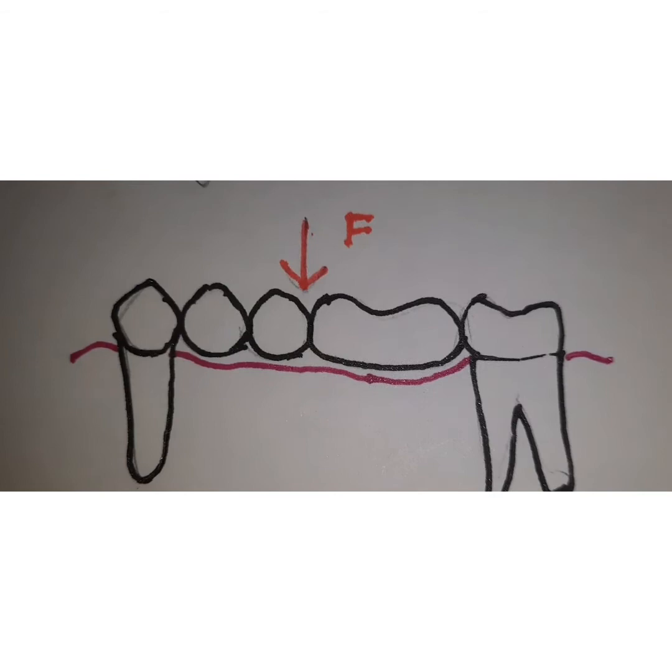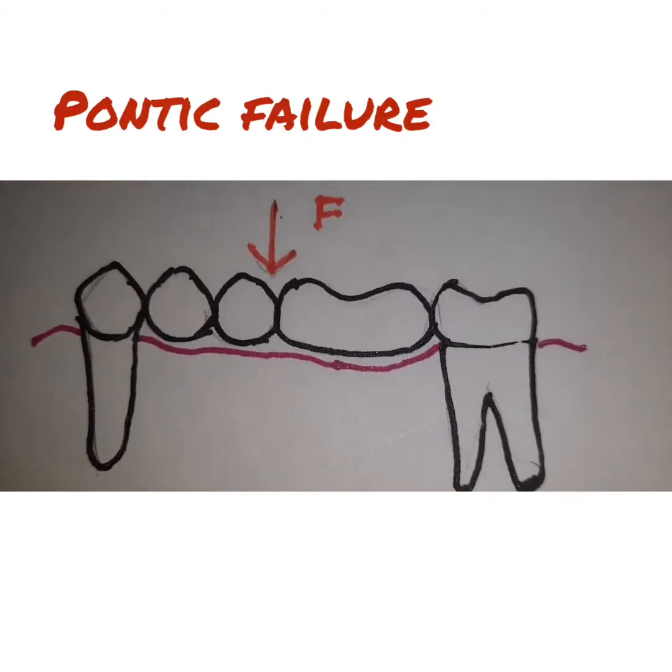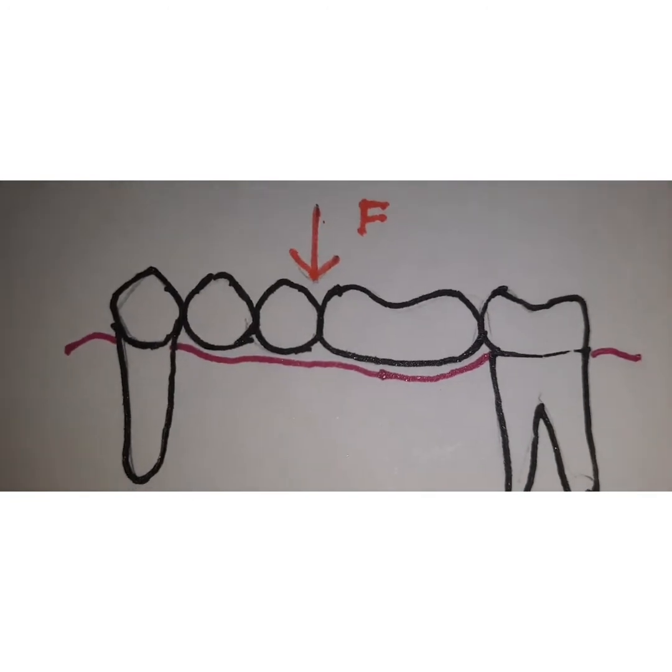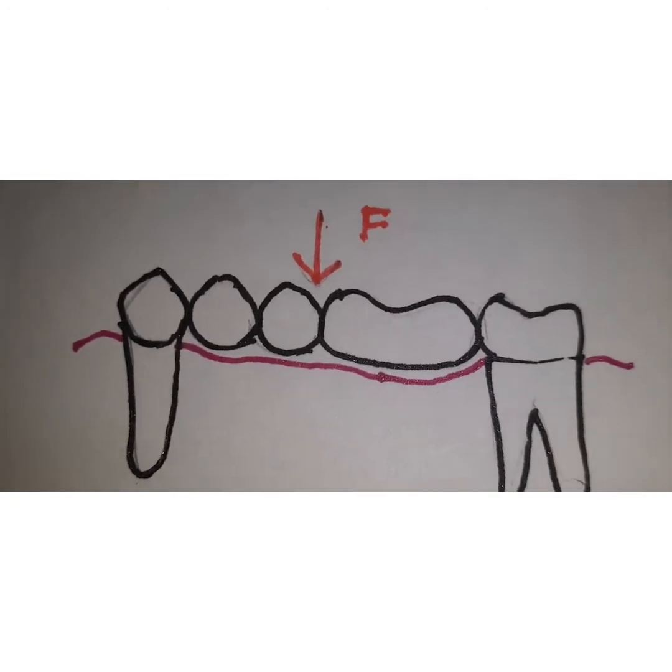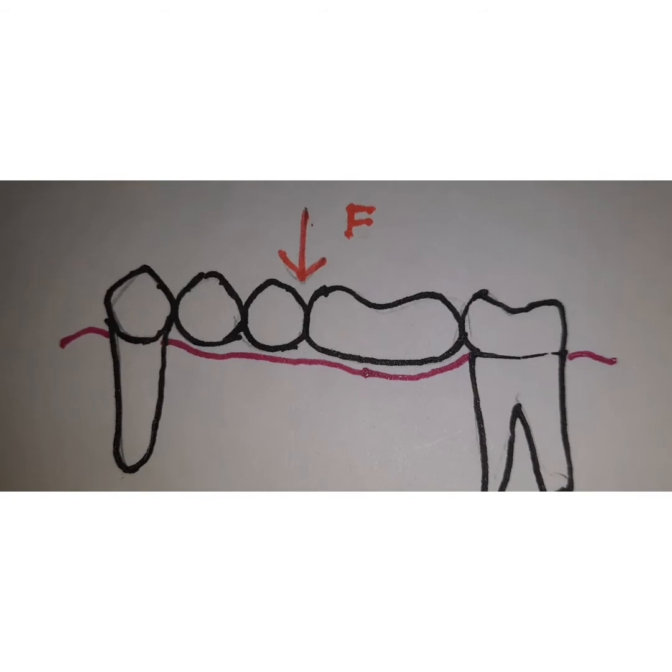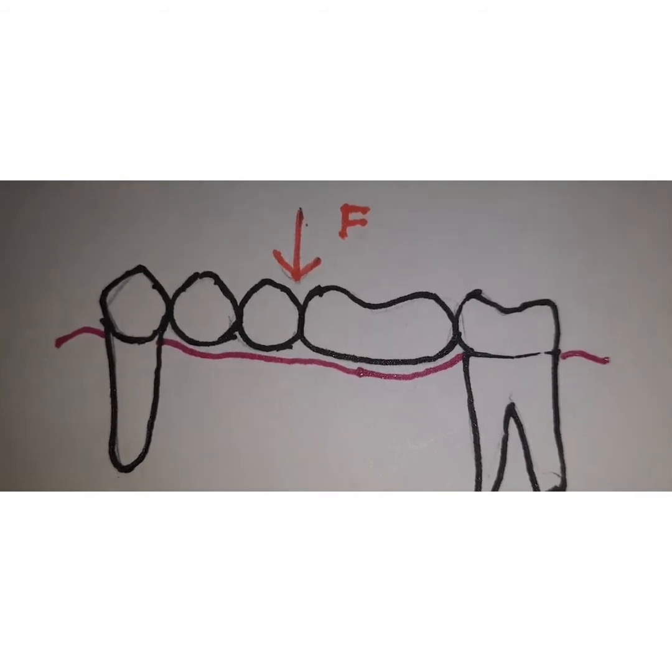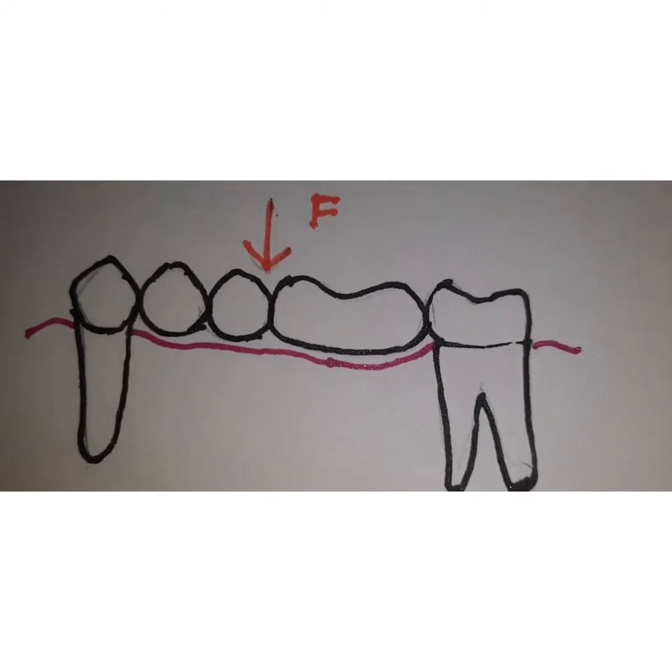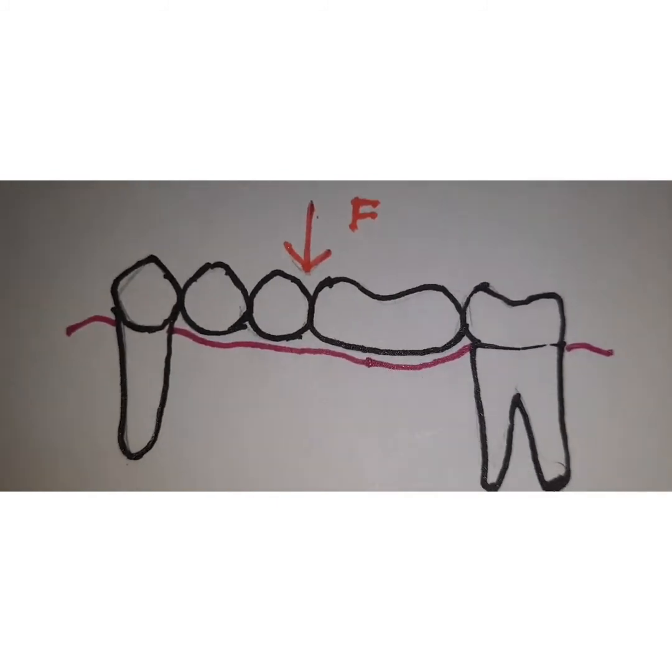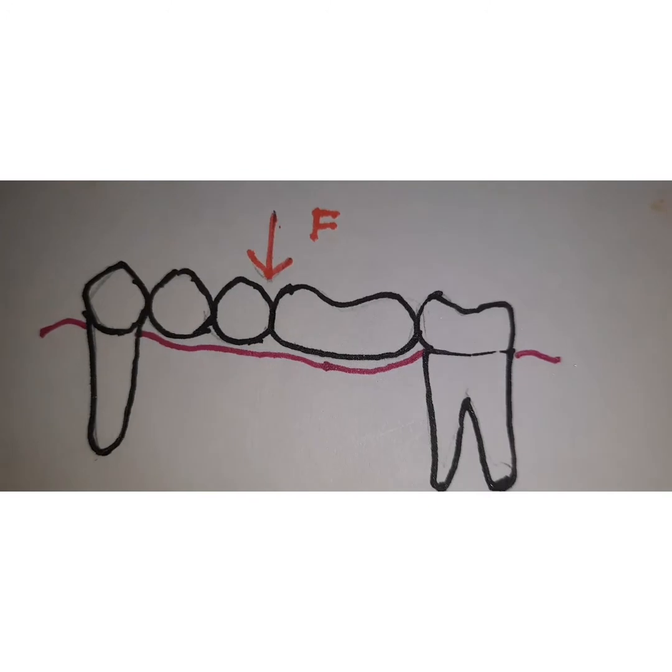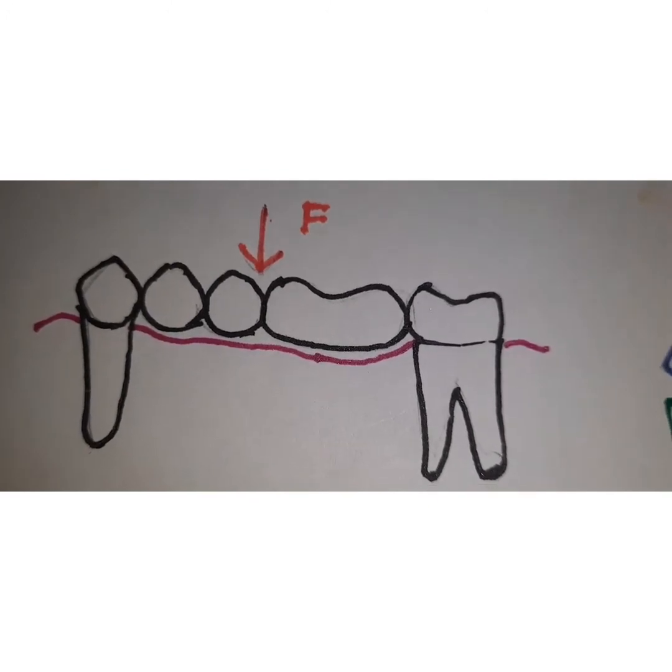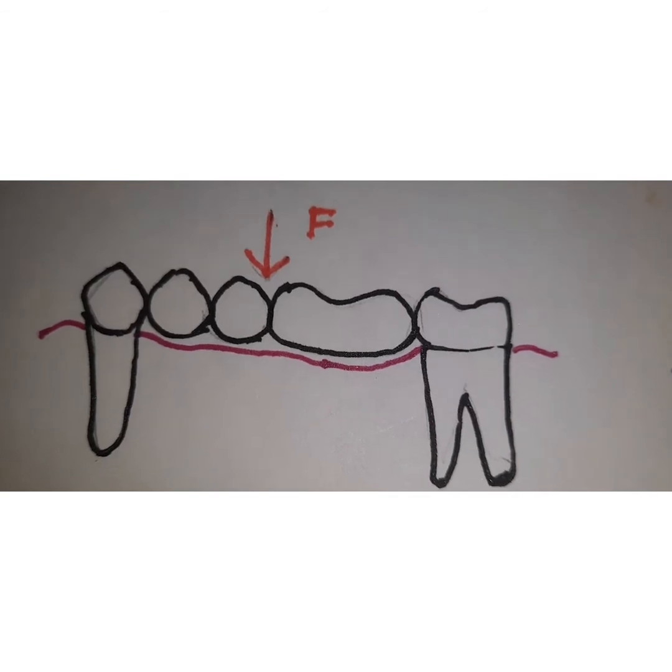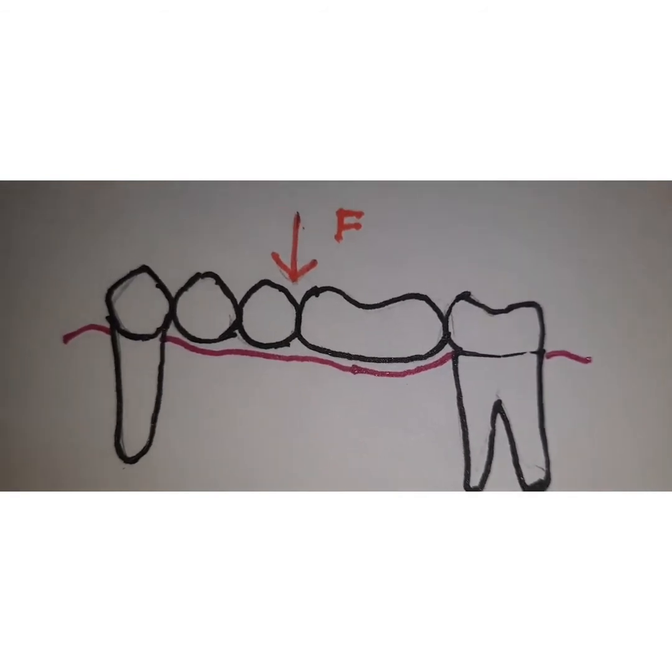Next type of failure can be Pontic failure. Suppose the Pontic which you have selected for your fixed partial denture, that Pontic should meet several requirements, like it should be hygienic, or it should at least help the patient to maintain good hygiene. So give proper design of the Pontic so that the patient will be able to maintain good hygiene, and then it will lead to longevity of your treatment.